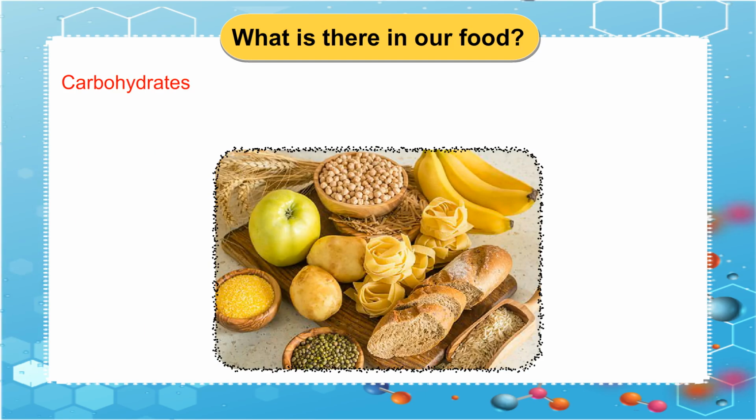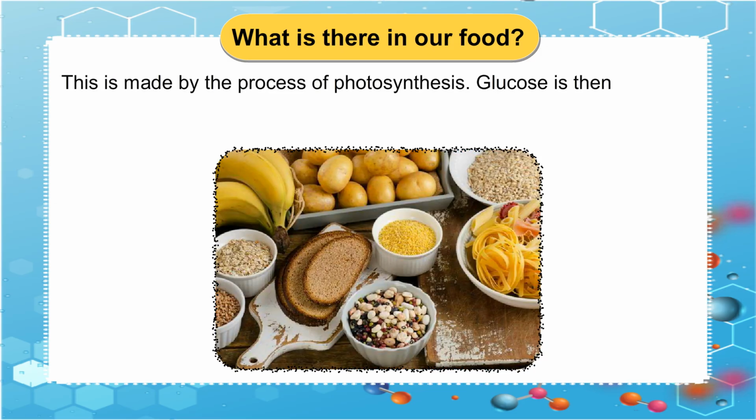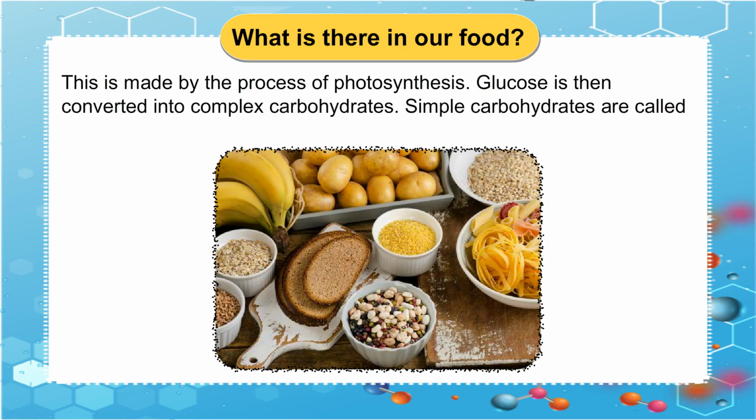Carbohydrates. Carbohydrates are the energy-giving foods. The simplest carbohydrate made by plants is glucose. This is made by the process of photosynthesis. Glucose is then converted into complex carbohydrates.